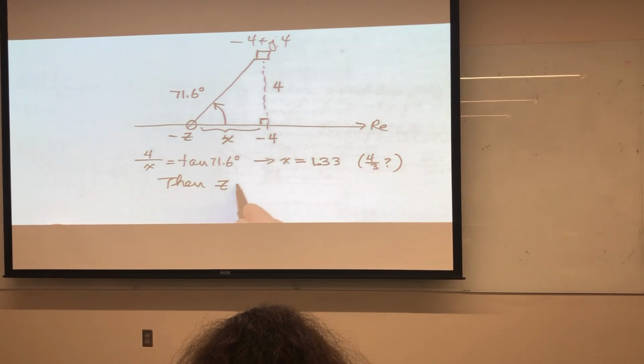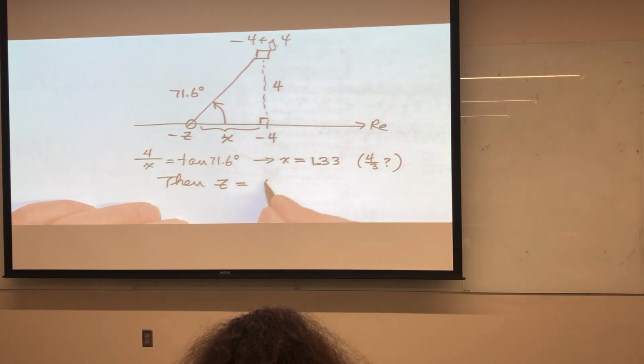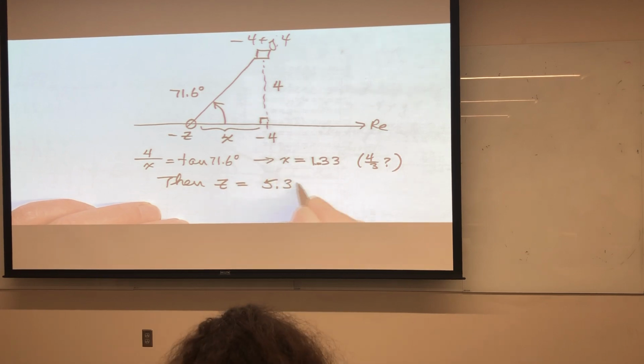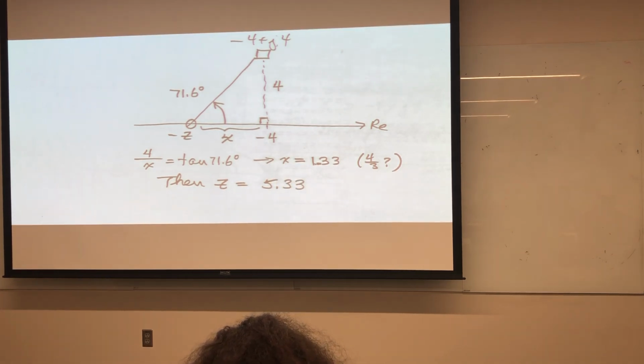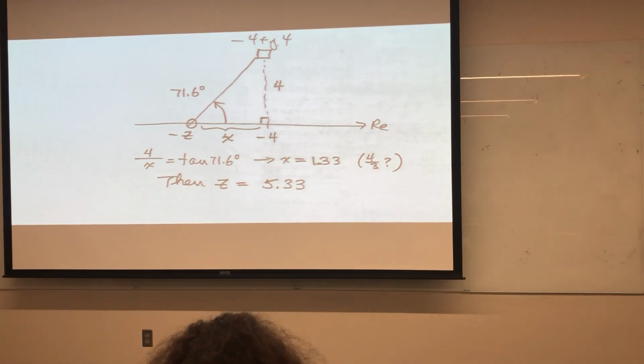then z is equal to... all these minus signs are going to throw us off, right? This is where we can get messed up. 5.33.